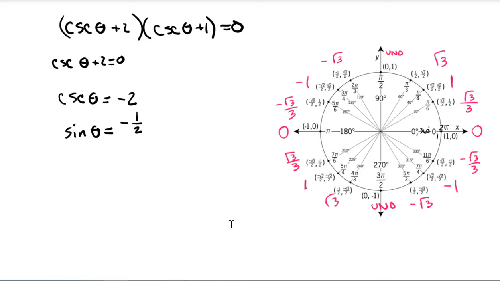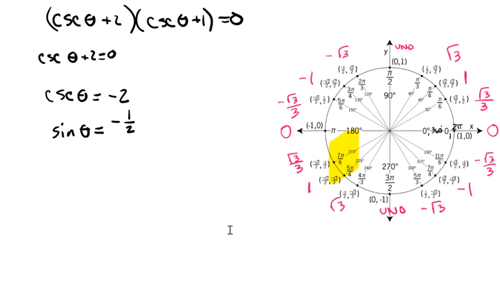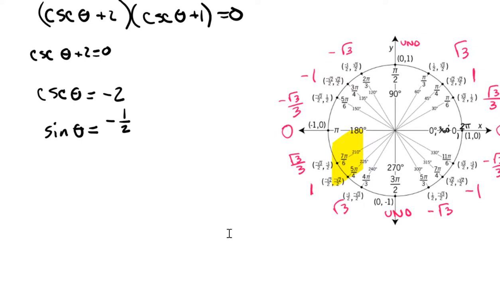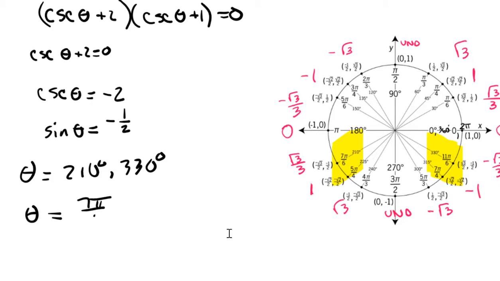So that would be down here in quadrant number 3, and then also over here in quadrant number 4. So those would be the two spots, and then we'd write down the two values. And we're going to write them in degrees and radians, so that would be 210 degrees and also 330 degrees. And then their corresponding measurements in radians would be 7 pi over 6 and 11 pi over 6. So that's for that first factor.